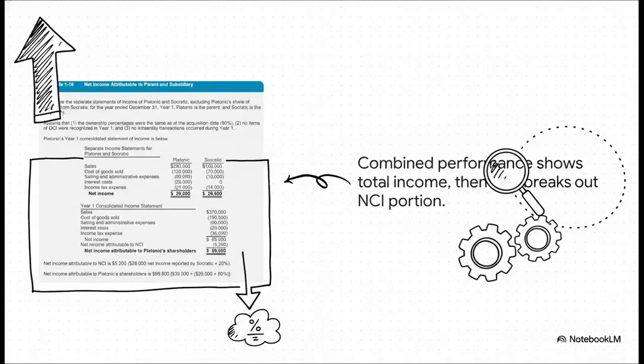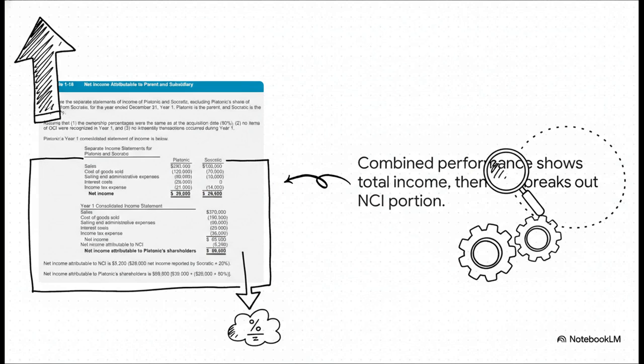Let's see this in action with a parent company, Platonic, and their subsidiary, Socratic. Look at the consolidated statement. You can see their individual numbers are just added together. Sales of $250K and $120K become $370K. Simple enough. But here's the most important part.